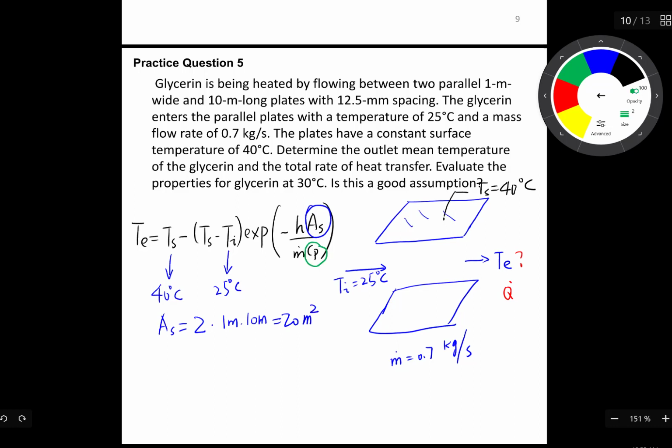About this Cp, the question states, evaluate the properties at 30 degrees Celsius. Is this a good assumption? First, let's try to evaluate the properties at 30 degrees Celsius, then determine if it's a good assumption. If it's not a good assumption, we just try a different temperature. So Cp at 30 degrees Celsius from table A13.